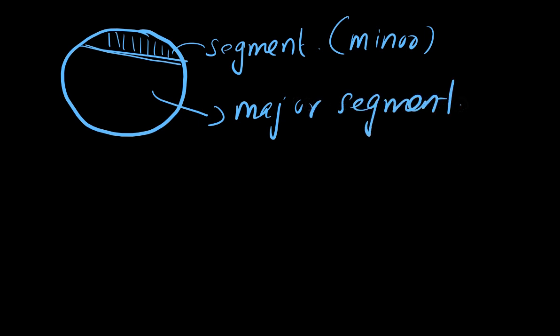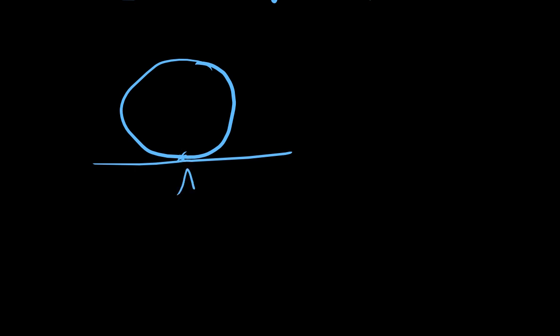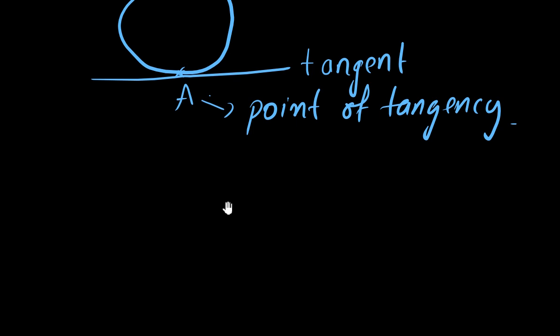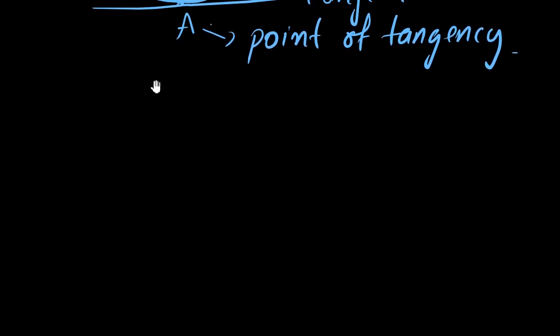Then finally we have two more parts. The next part is tangent. Suppose we have a circle and I am going to draw a line that touches exactly at one point in this circle. So this is that point, let it be A. So this is known as tangent, and this point A is known as point of tangency. So how can I define a tangent? Tangent is a line that touches a circle at only one point.